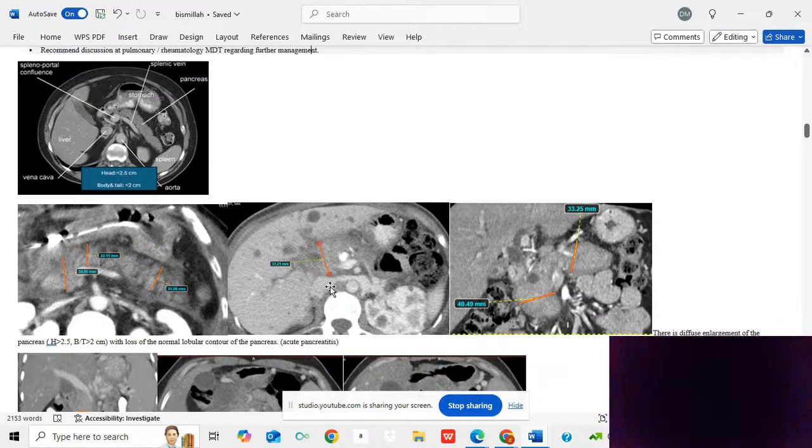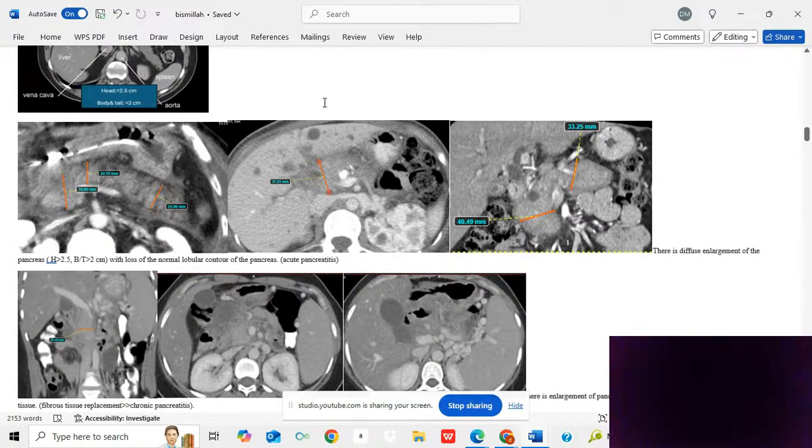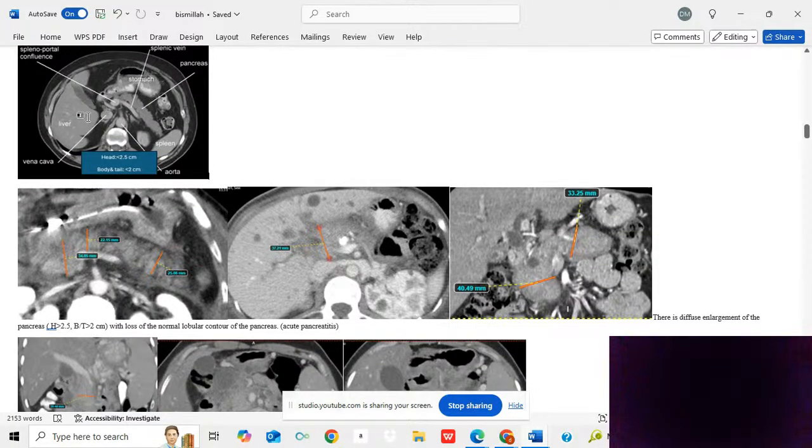So how do you know that there is pancreatitis in this case? This is the normal shape of the pancreas on a CT scan. If you measure the head, it should be less than 2.5 centimeters. Body and tail should be less than 2 centimeters. However, if you compare this appearance with this, you'll understand that this pancreas is not normal anymore.